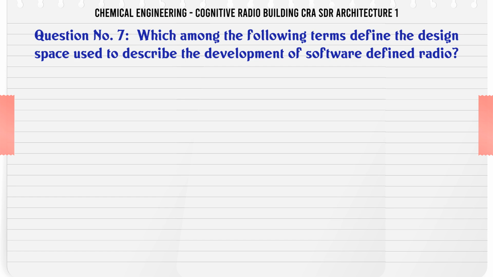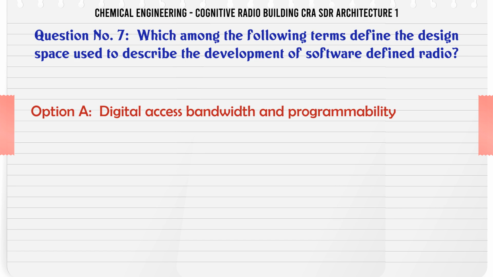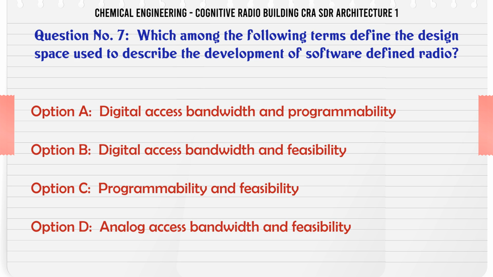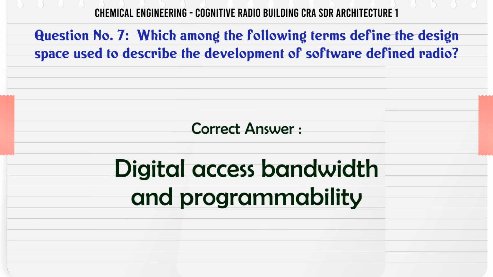Which among the following terms define the design space used to describe the development of software-defined radio? A. Digital access bandwidth and programmability. B. Digital access bandwidth and feasibility. C. Programmability and feasibility. D. Analog access bandwidth and feasibility. The correct answer is digital access bandwidth and programmability.